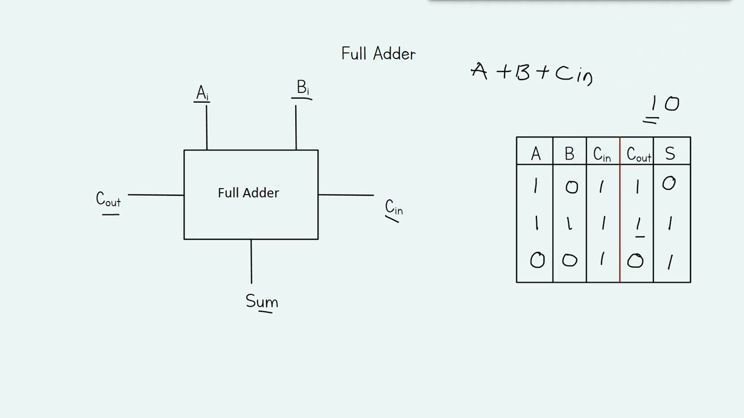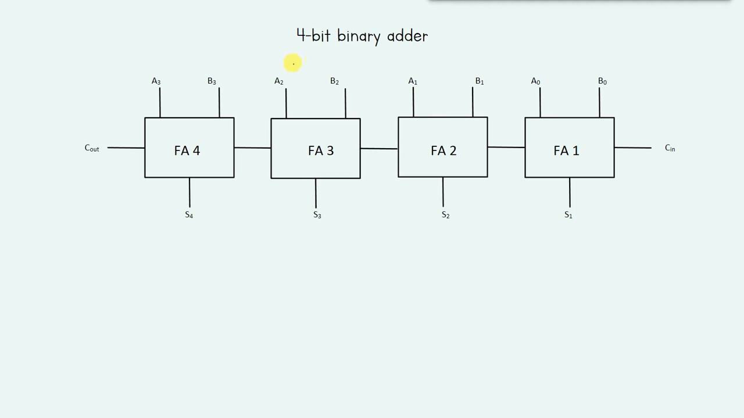Now let's see what a binary adder is. The binary adder is constructed with full adders connected in sequence. So we see here 4 full adders, FA1, FA2, FA3 and FA4. These are connected in sequence. The carry out of the first full adder is connected to the carry in of the second full adder. This binary adder is a 4-bit binary adder because it has 4 full adders. What I mean to say is an n-bit binary adder requires n full adders.